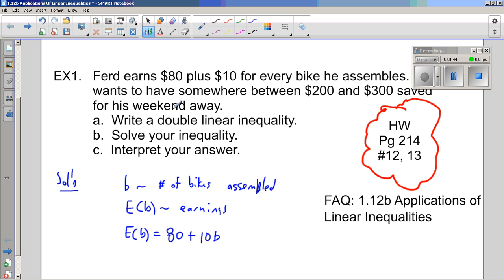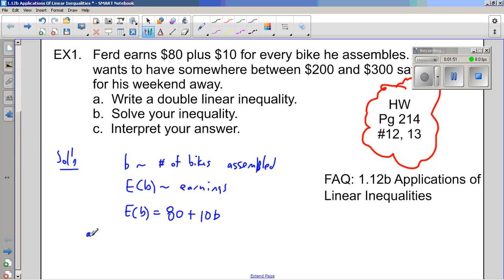And then what's the double linear inequality? Well, he wants to earn somewhere between $200 and $300. So here's the solution for A. The earnings have to be between, and you guys can argue in class whether that should be a less than or equal to. I think it won't change our solution very much. But the earnings have to be between $200 and $300. And then that's it, right? This is a double linear inequality, and part B is to solve it.